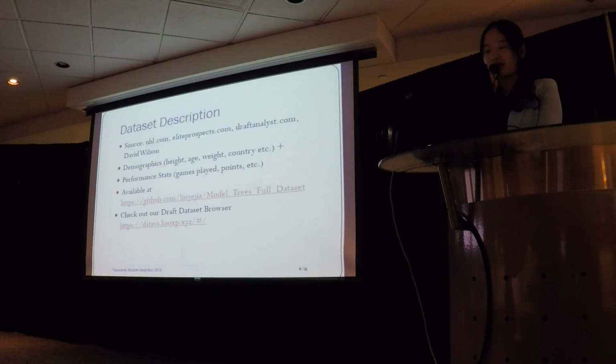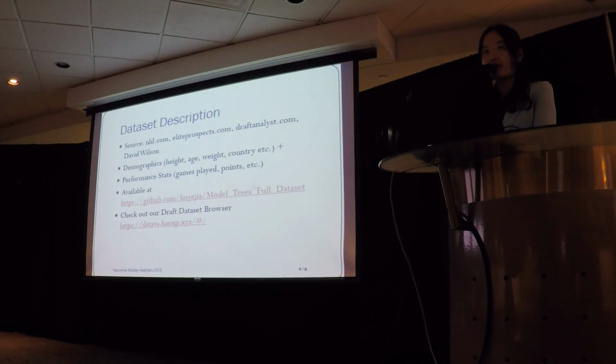Now we are going to take a look at our data sets. Our data sets are crawled from a wide range of resources, including NHL.com, Elite Prospects, and the Draft Analyst. We also got part of the data sets from David Wilson. Our data sets include a broad set of input features, because model tree can handle high dimensionality very well. The input features are mainly composed of two parts: the demographics, like height, age, and the country group of the player, and also the pre-draft performance stats, like the regular season games played by a player before he's drafted.